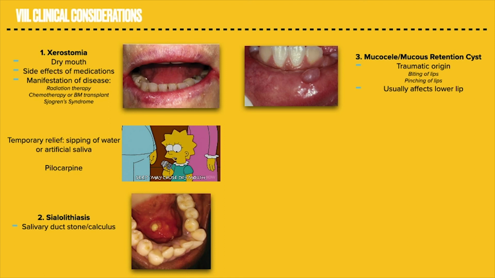Sialolithiasis and mucocele, or mucus retention cyst. Blockage of a duct may cause a transient swelling associated with eating as blood flow increases and saliva backs up in the gland. Ductal obstruction may result from the formation of sialoliths, stones, most common in the submandibular duct, or a mucus plug, or the severing of the duct of a minor salivary gland by trauma.